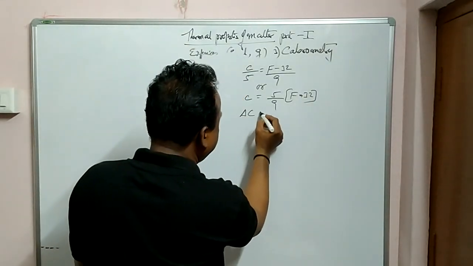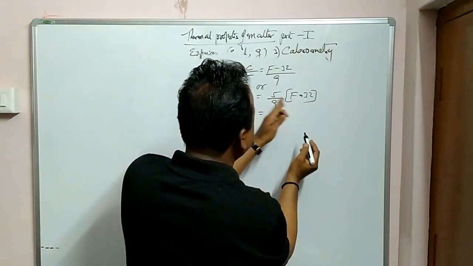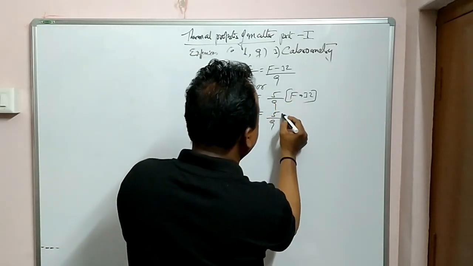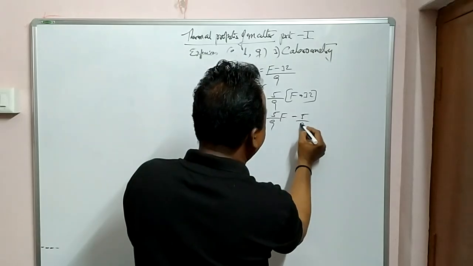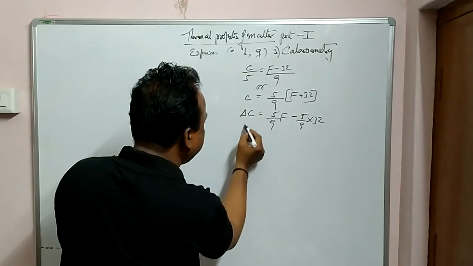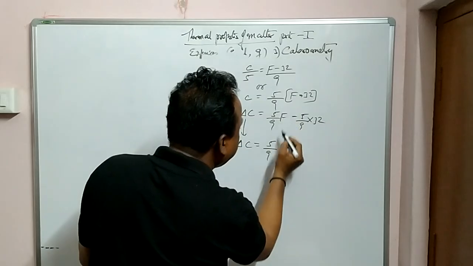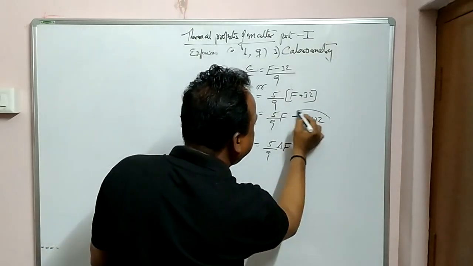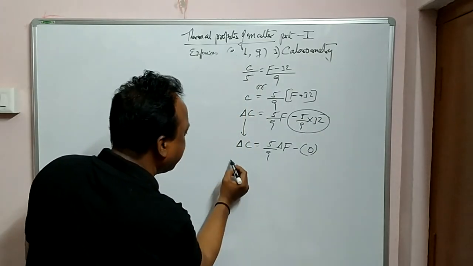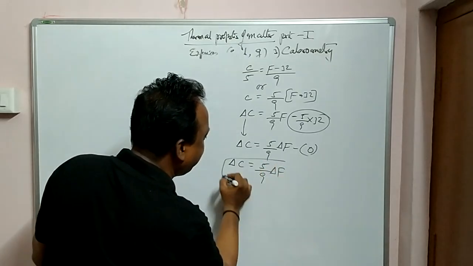If we take the partial derivative, delta C is equal to 5/9, which is a constant. So take 5/9 inside: 5/9 into F minus 5/9 into 32. Okay? If you take the partial derivative of this one, it becomes delta C. Taking the constant 5/9 outside, the partial derivative of F gives delta F, and the derivative of the constant term is again 0. Therefore, delta C is equal to 5/9 delta F.